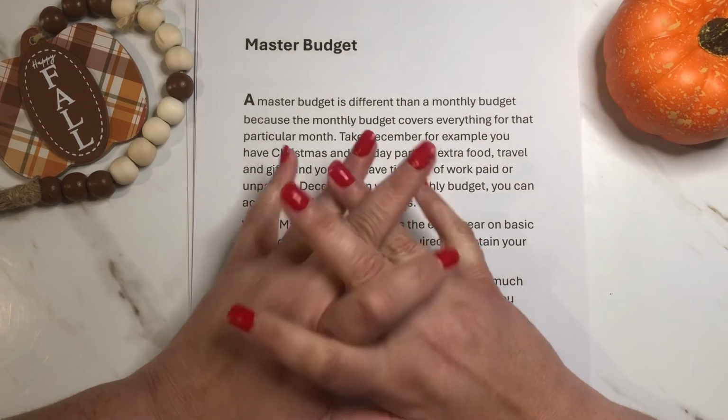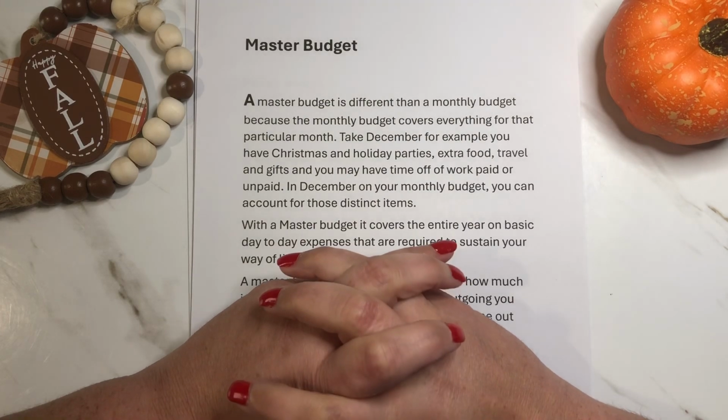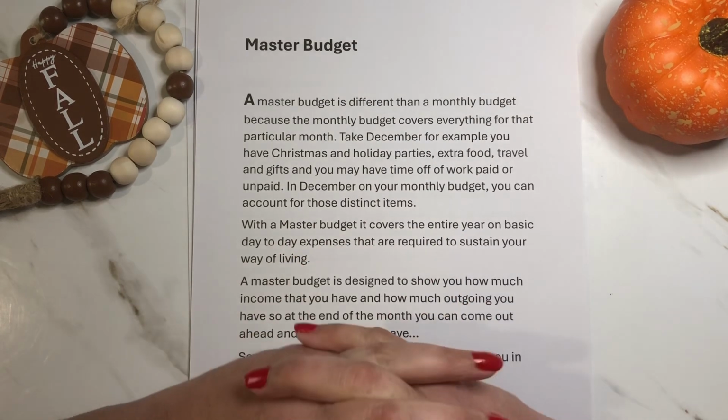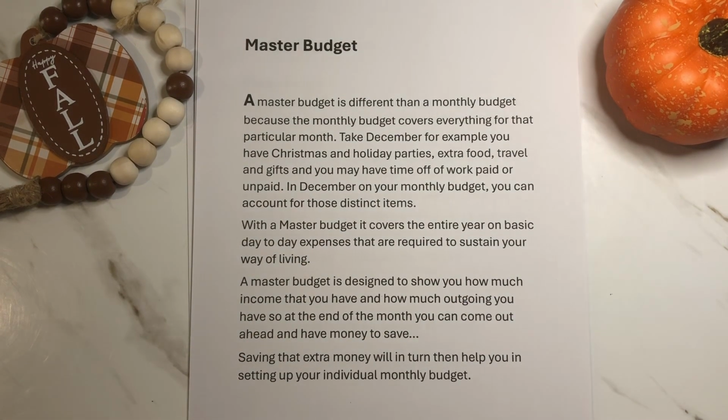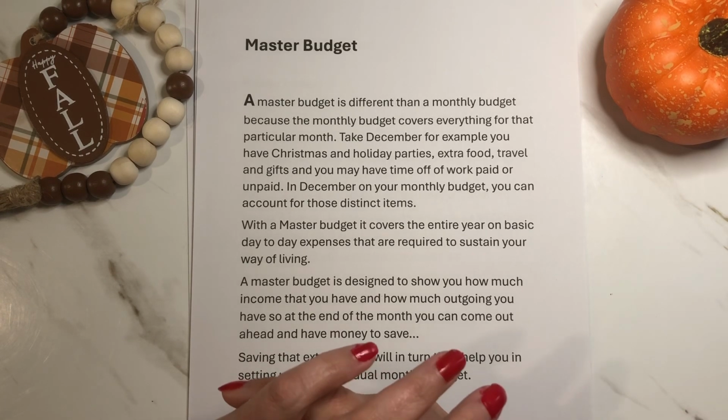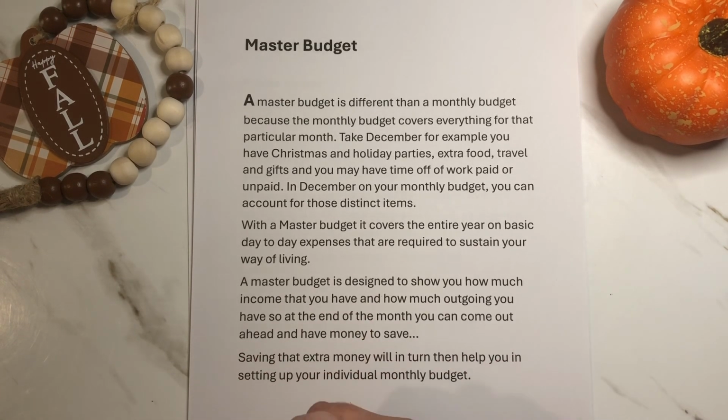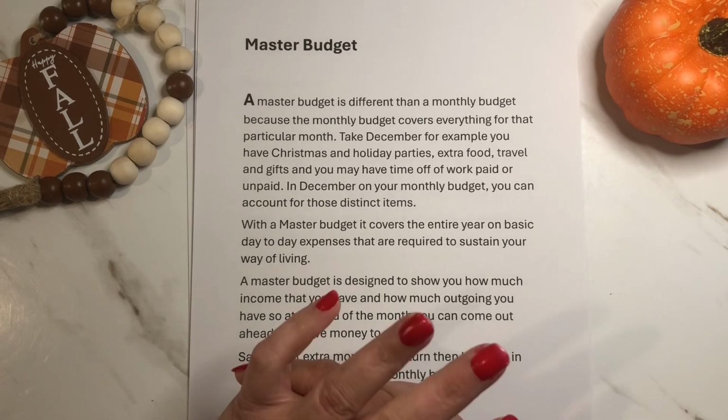I'm Beth. Today I want to go over what I call a master budget. Now, a master budget is different than a monthly budget because the monthly budget covers everything for that particular month. So for December, you have Christmas, holiday parties, you have food, travel, gifts. You may get paid for time off work or you may get unpaid for time off work. So in December, you make a monthly budget, reflecting those kind of line items and distinct items.